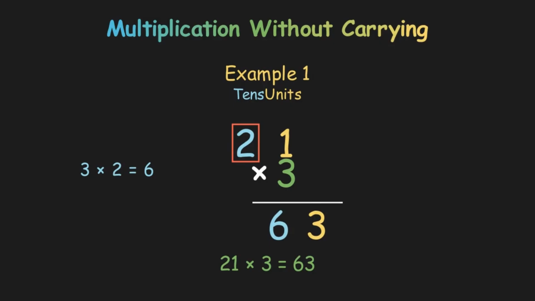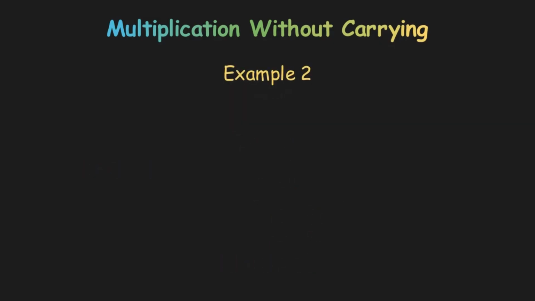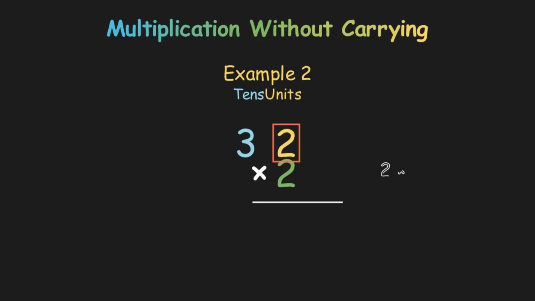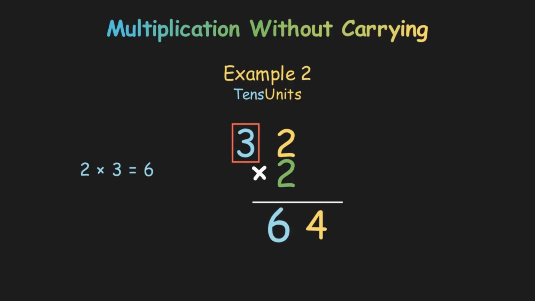Excellent work, superstars! Now, let's try another example. In example 2, we want to multiply 32 by 2. We begin from the units column. 2 times 2 equals 4, so we write 4 in the units place. Next, we multiply the tens digit. 2 times 3 equals 6, so we write 6 in the tens place. Therefore, 32 multiplied by 2 equals 64.